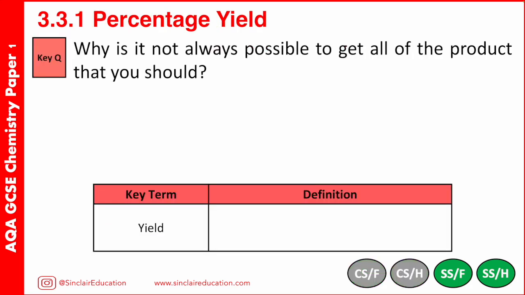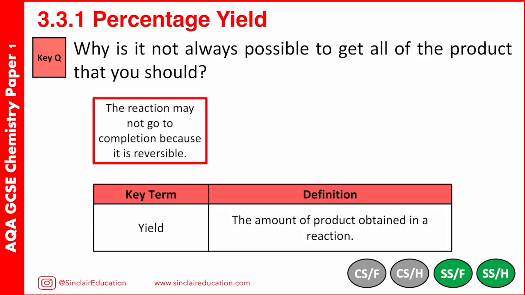On to Separate Science. One of the ideas within chemistry is that reactions are not always going to give you exactly the amount of product you expect, and it leads to this idea of yield. Now, yield is the amount of product that we obtain in a reaction.